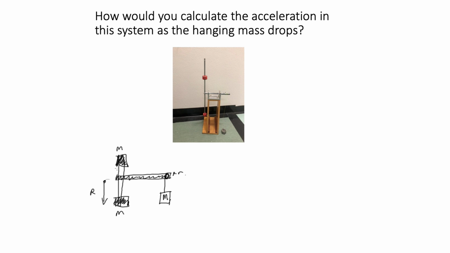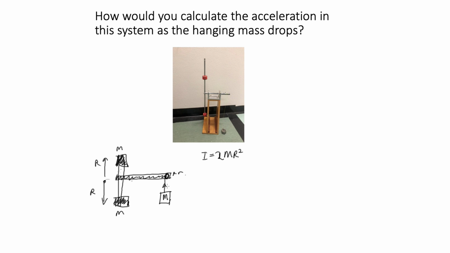Now if we assume that these two rods are massless, then the moment of inertia of this system is just two point masses, and we'll call them both a distance R from the pivot. So the moment of inertia of the system is given by 2mR squared. And so we can use Newton's second law to write down equations for the hanging mass and also for the two point masses here.